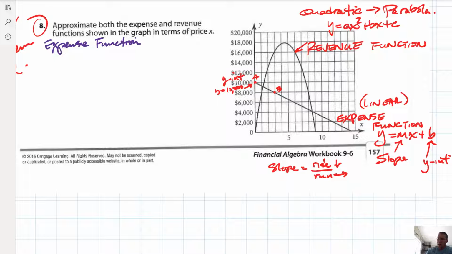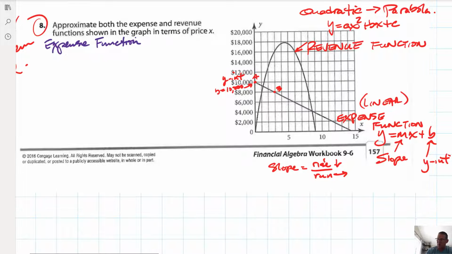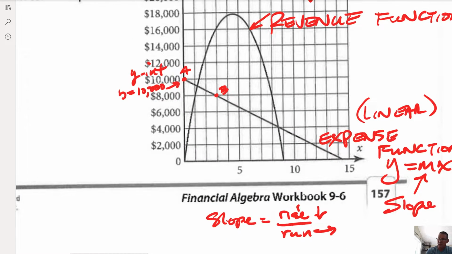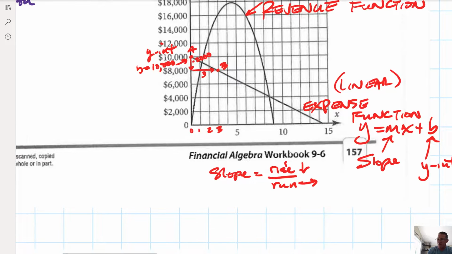Okay, so let's calculate a little bit of slope. We're going to go down, and guess what? That's a negative. From 10,000 down to 8,000 is a negative 2,000. Then I've got to go right, from 0, 1, 2, 3. Holy cow, we got to go right 3. So the run is 3, and the rise is a negative 2,000, because you're going down and not up. So for my slope here, it's negative 2,000 divided by 3, and it should be negative because this line goes down to the lower right.